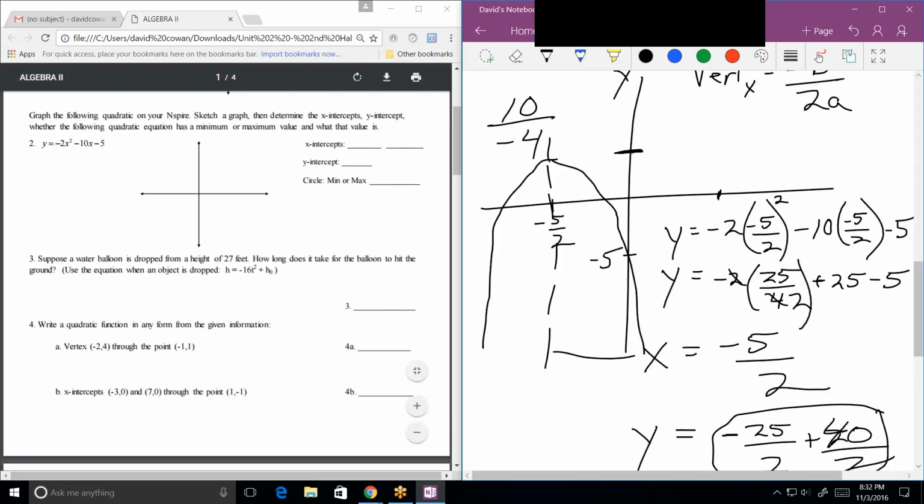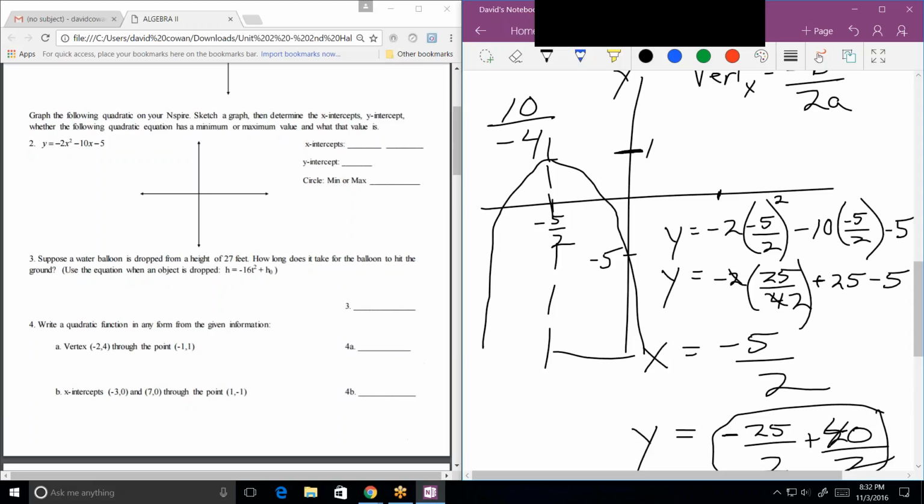That's what you want to write into there, and it's a maximum. In other words, that is right there 15 halves on the y-axis. Okay? And I think that's all they ask for there: whether the following quadratic has a minimum or maximum and what that value is. Yeah, so we answered everything.